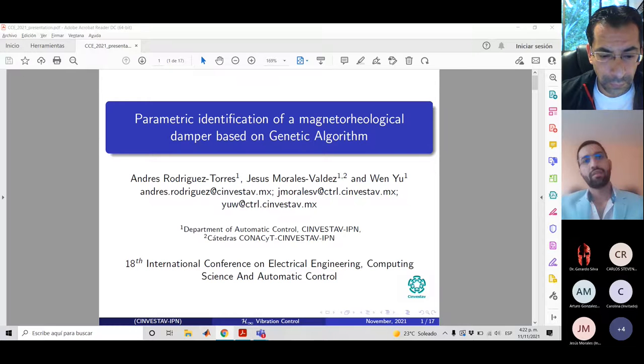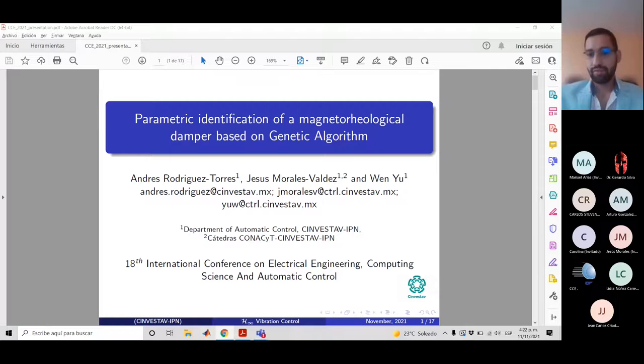Hi, everyone, all greetings. My name is Andre José Rodriguez-Torres, doctoral candidate in the Automatic Control Department of SIMBESTAP in Mexico City. This work was made with my advisor, Dr. Jesús Morales Valdez, and my co-advisor, Dr. Gwen Yu. Our paper is titled Parametric Identification of Magnetorheological Damper Based on Genetic Algorithm.